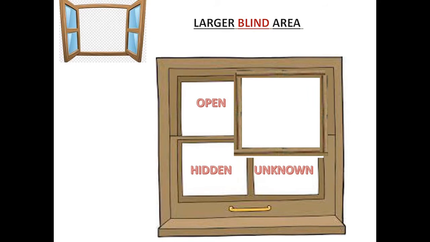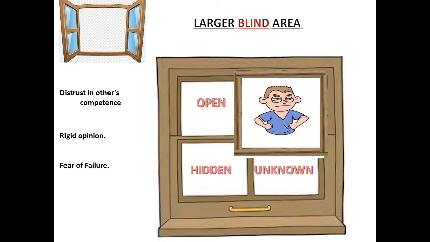Let us try to describe an individual assessment in Johari window of those who have a large and a broader blind area. This person is said to be described as having distrust in others' competence. Wow, that's a negative word. He is also having a rigid opinion. That's difficult to deal with. And he fears having a failure. Now, this is the kind of person that we're talking about.